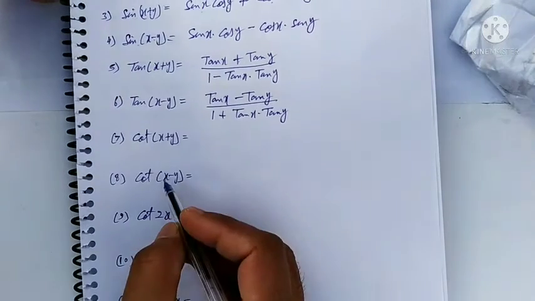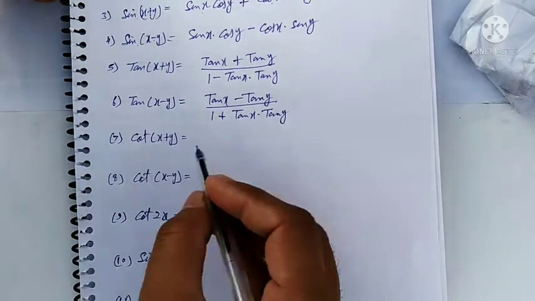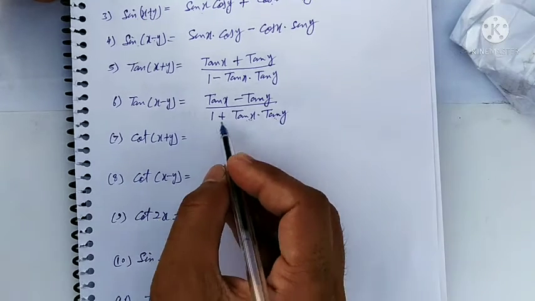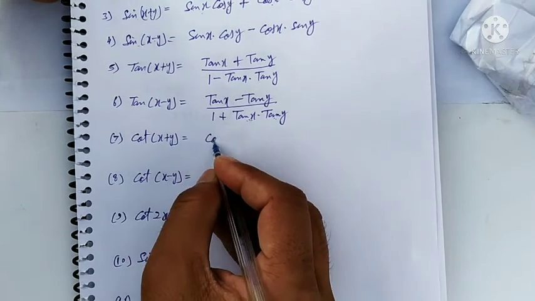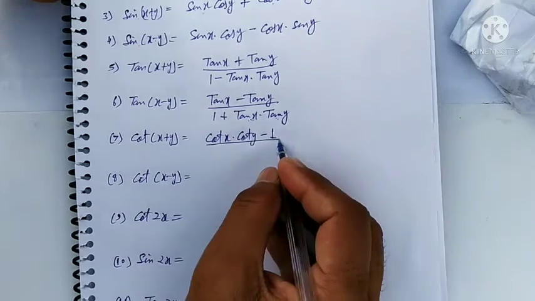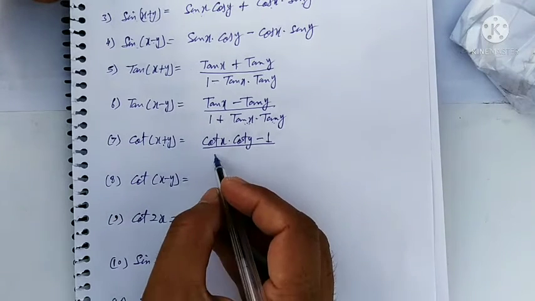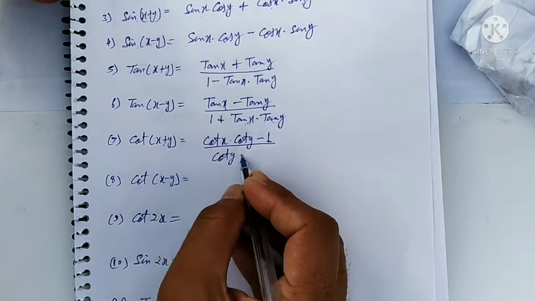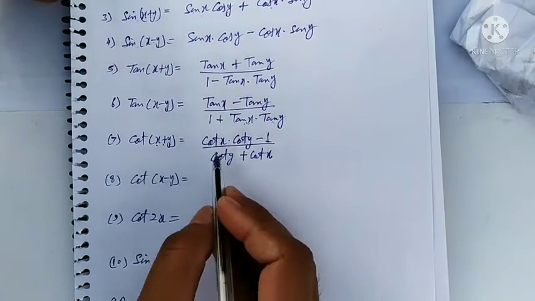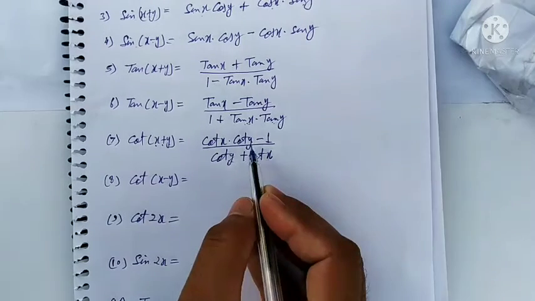Now similarly, two formulas for cot also. So cot(x plus y), here actually we will reverse. Means in the case of tan, tan x into tan y comes in the denominator, but here it will come in the numerator. So how will we learn? Here write cot x into cot y minus 1. If it is a plus sign, then take minus sign here, and down here you write cot y plus cot x. This is the formula of cot. Means cot(x plus y) means cot x plus cot y in the denominator, and cot x into cot y minus 1 in the numerator.